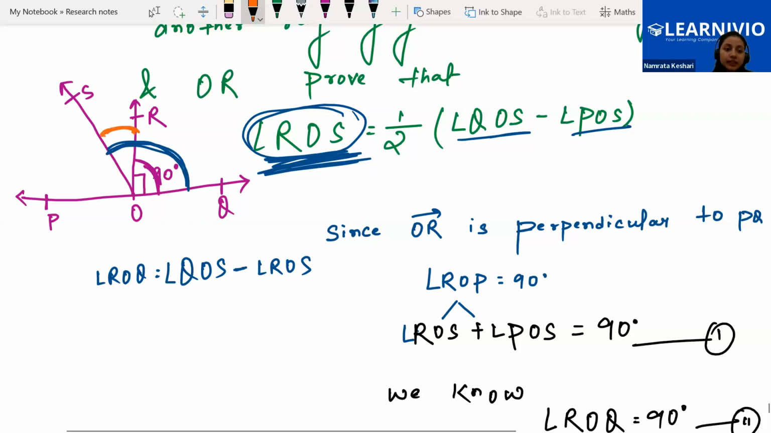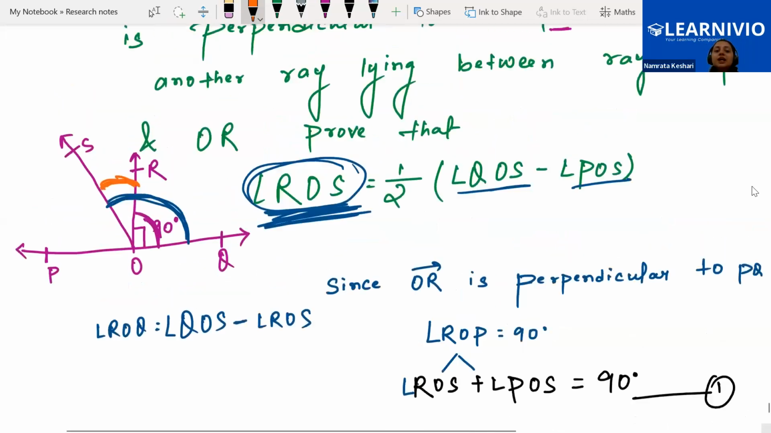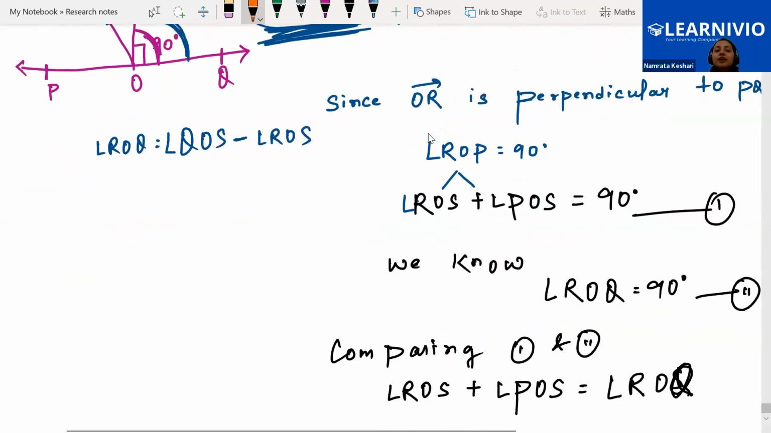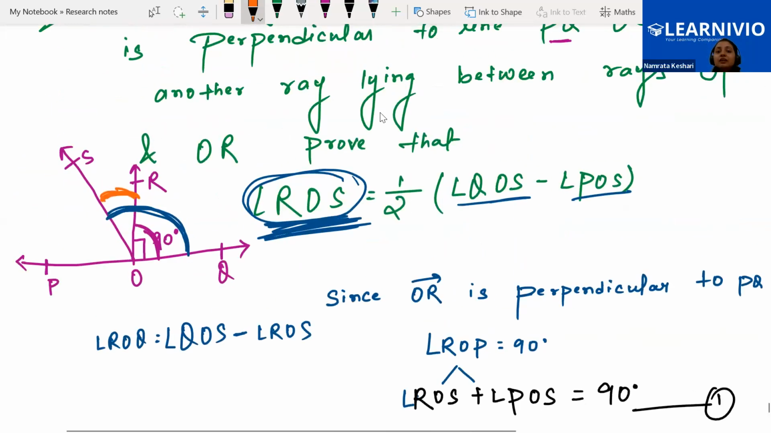This angle. Can we write total angle minus the orange one as ROQ? Can we write it? Yes, we can write it. We are going to replace ROQ with that. Ayan, Farhan and Irshad, are you getting it? Yes, ma'am. The blue angle minus the orange one is still ROQ, the 90 degree one.